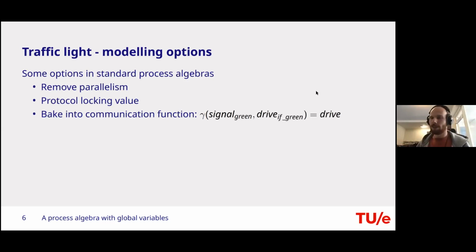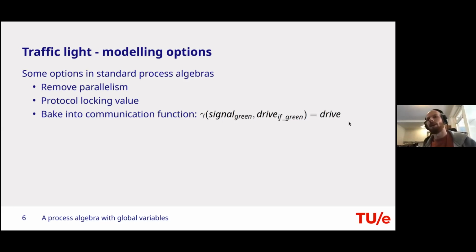Or the workaround that I actually used for these trains is that if you have a communication function in your process algebra that is a bit more advanced, then you can say, well, the traffic light controller has a signal green action, and the car can do a drive if green action. And if they can both do these actions, then they communicate to the drive. So then in the LTS, you would simply have the drive, and it can only happen if the traffic light is actually green. But this is still somewhat inelegant.